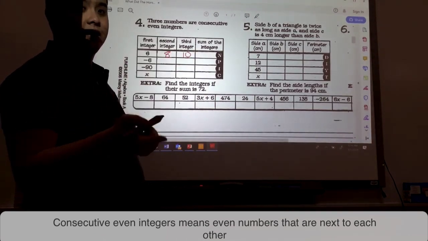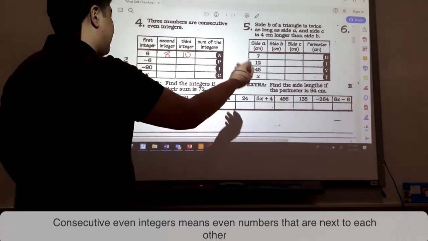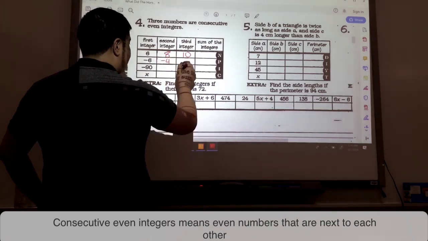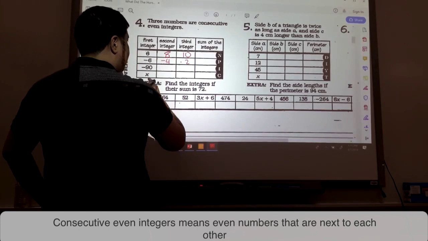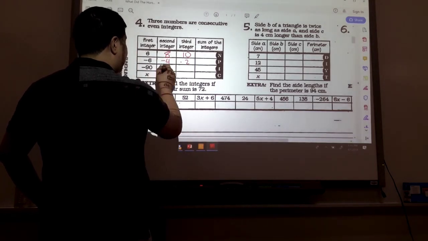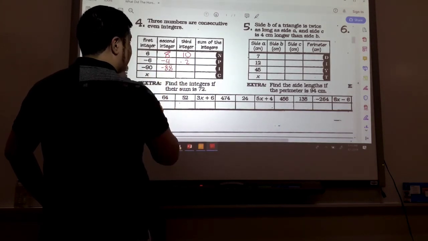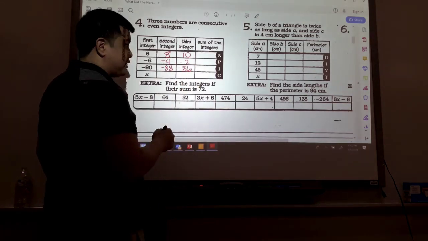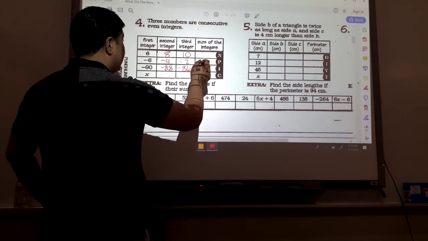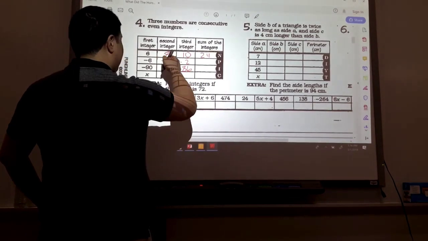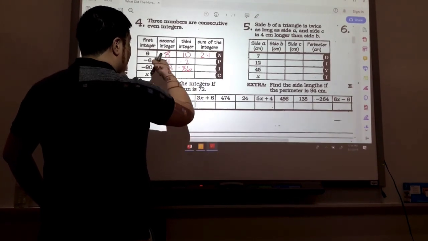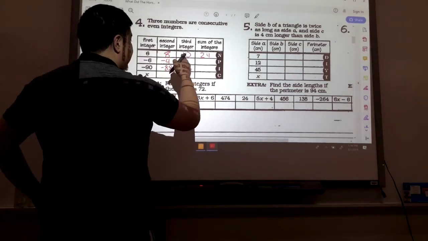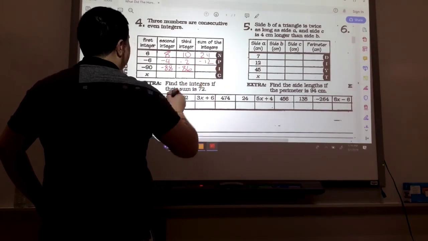What's the even number after negative 6? So we're going to increase in value, which means the next even number is negative 4, and the next even number after that is negative 2. The next even number after negative 90 is negative 88. The next even number after that is negative 86. And the sum of all 3 of these numbers in the top row is 24, because 6 plus 8 is 14, plus 10 is 24. Right here, negative 6 plus negative 4 is negative 10, plus negative 2 is negative 12.